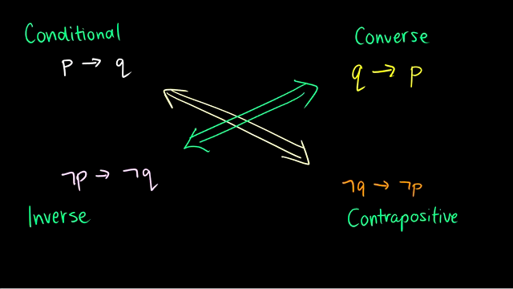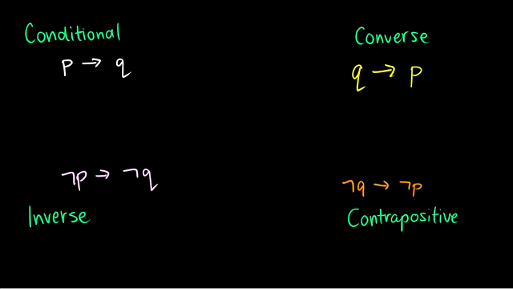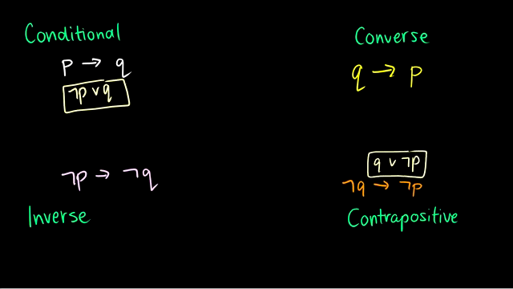So that might seem a little bit counterintuitive, but using the conditional law, we can see this is true. Using the conditional law, P arrow Q is logically equivalent to not P or Q. The contrapositive, not Q arrow not P, is logically equivalent to not not Q or not P, but using double negation, we can get rid of the two negatives, and we're left with Q or not P. And these are logically equivalent.